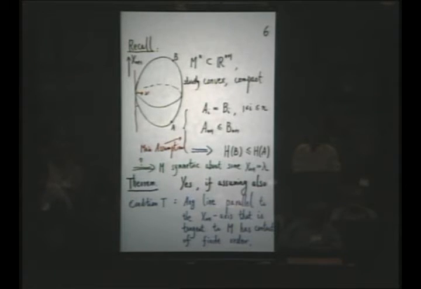Then we want to prove symmetry, but we cannot quite prove it; we proved it under an additional assumption. We proved it by assuming that whenever you have a line parallel to x_{n+1} that touches the surface, the touching should be of finite order. For example, if your surface is real analytic, it has to be like that. So this is a condition, and we are going to prove this under this condition.